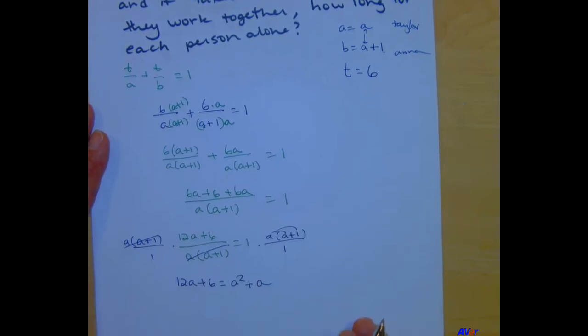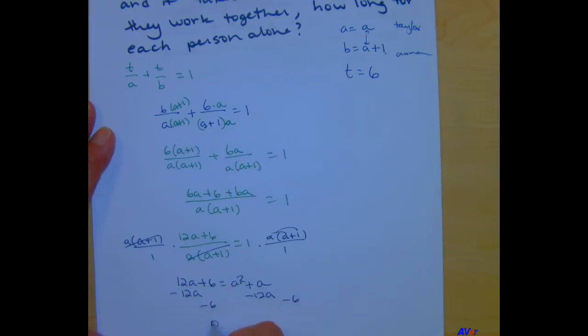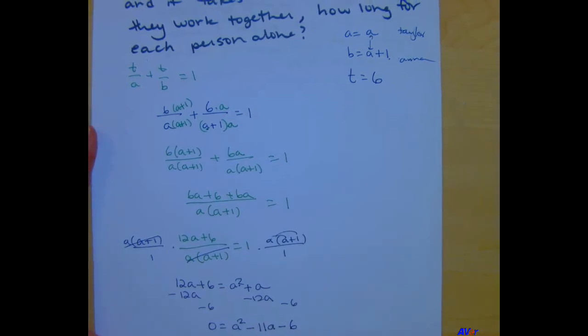I'm not sure this is going to be nice enough for us to solve. I'll subtract 12A from both sides and subtract 6 from both sides. I'm doing this because I have a quadratic equation, so I need to have a side equal to 0. I'm choosing my left side to be 0, so I have 0 equals A squared minus 11A minus 6. Well, that's just not feeling good to me.